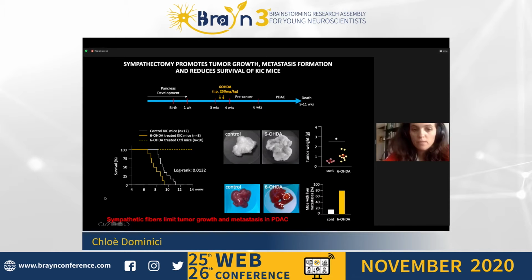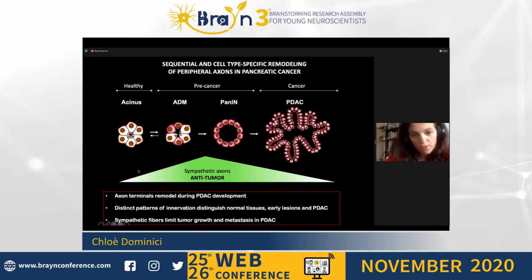So to conclude, I've shown you that you have an axonal remodeling during PDAC development that develops during pre-cancerous lesions and diminishes during PDAC. And you have a specific pattern of innervation that can distinguish normal tissue, early lesions, and PDAC that could be predictive values. And finally, these fibers have anti-tumoral activity, and they can limit tumor growth and metastasis in pancreatic cancer.